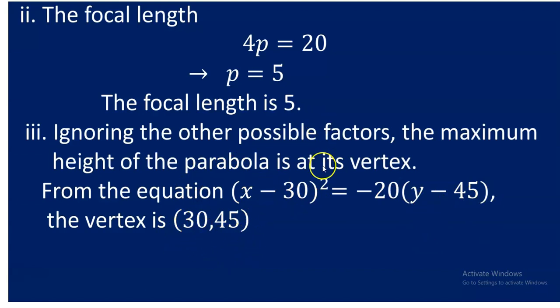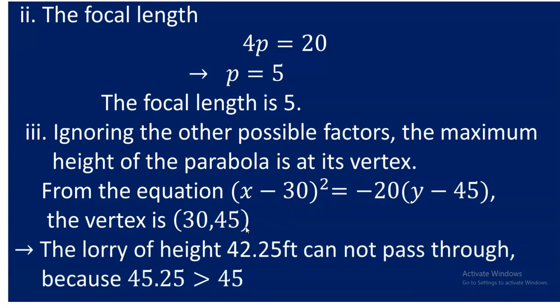So the vertex of the parabola is (30, 45). The parabola is opening downward, as you see. It is having a negative sign. So the vertex is at (30, 45). But the lorry, just read the problem please. The lorry has been said to have a height of 42.25 feet.